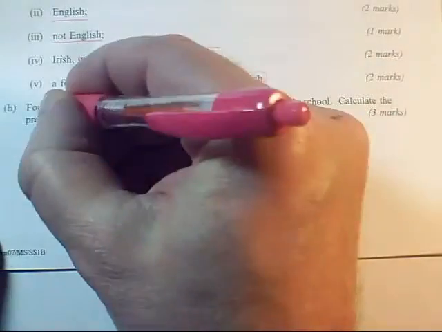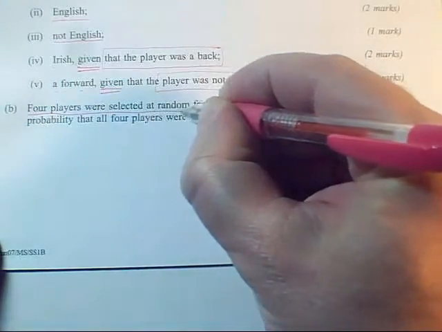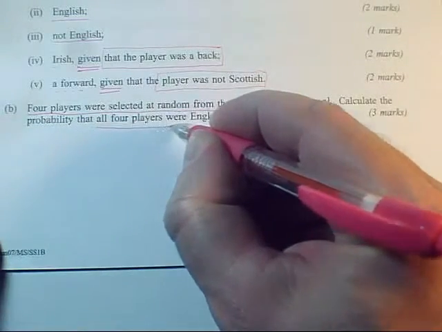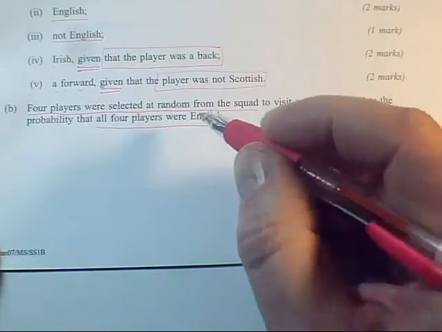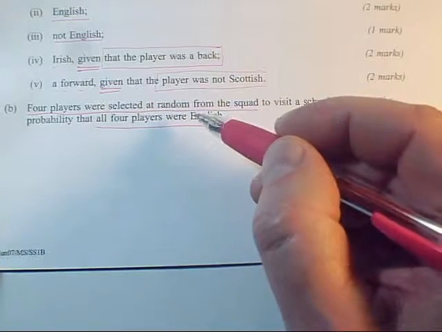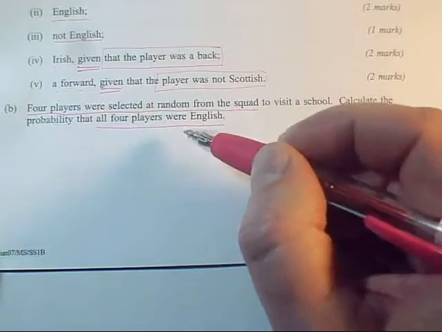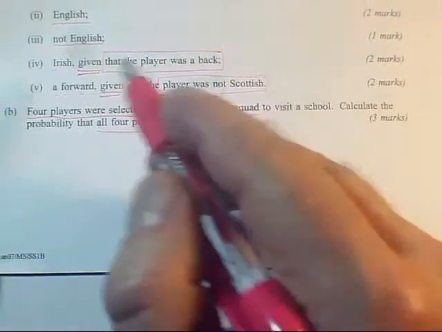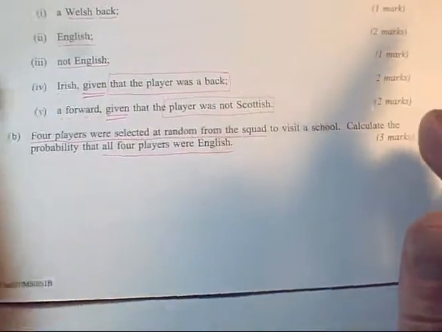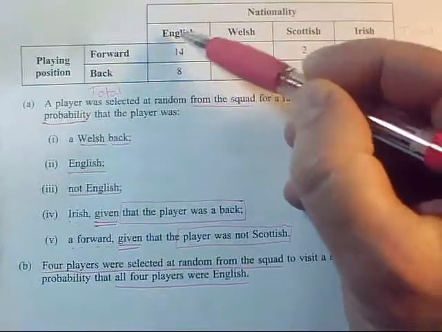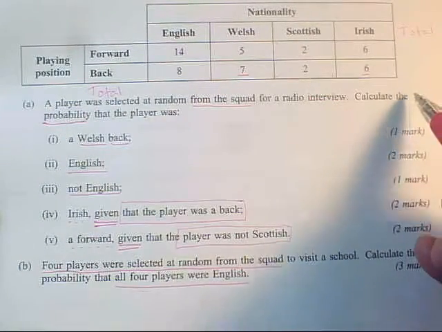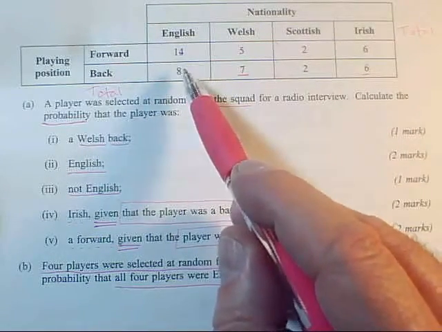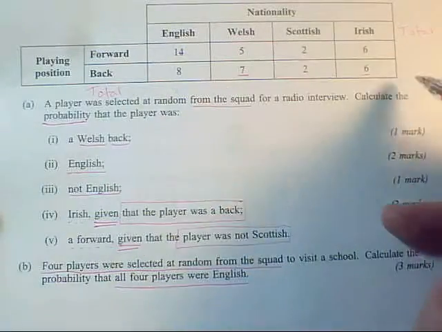Now in part B, 4 players were selected at random from the squad, and we want the probability that all 4 of them were English. Because we can't use any player twice, this is sampling without replacement. The probability that the first player is English we've already done: the total number of English players divided by the overall total. But if we assume that's happened, then for the next player there'll be 1 less English player and 1 less in the total.